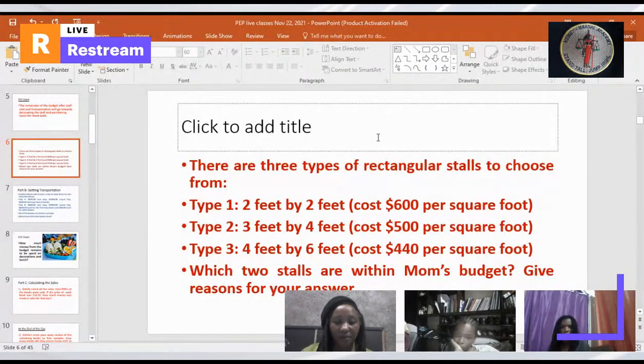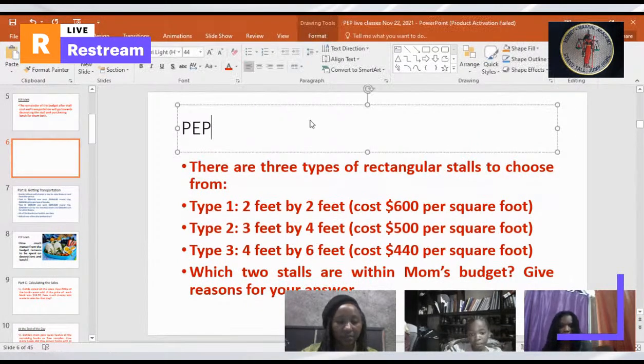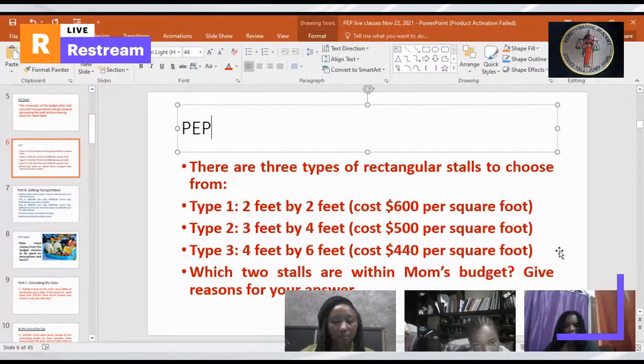Amari, read this slide, please. Okay, miss. There are 3 types of rectangular stalls to choose from. Type 1 is 2 feet by 2 feet. No, type 1 is 1 foot by 2 feet. Type 2 is 2 feet by 2 feet. Cost $600 per square foot.